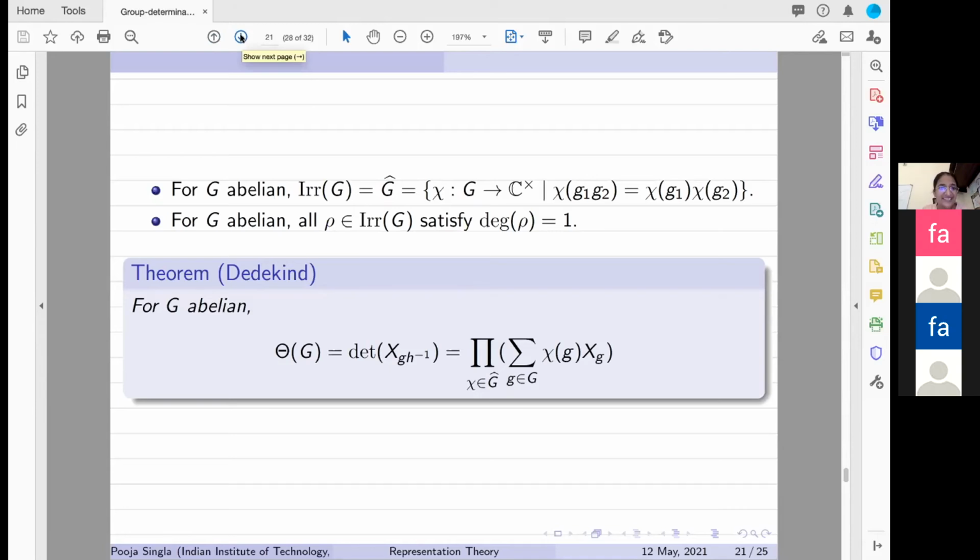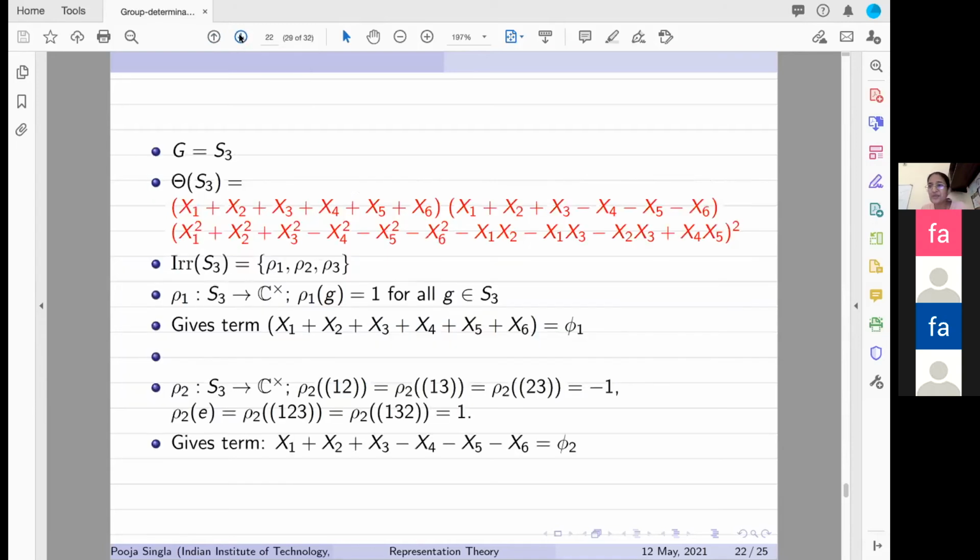So what I want to do in the next few minutes is just show you what I said about S3, and then I'll leave this question. I said that for S3, the decomposition of the group determinant is this. Let's try to justify that. This is theta S3. So what I'm really saying is that this has 4 components. One component occurs with multiplicity 2, the other 2 have multiplicity 1, and one component has degree 2. Let's try to justify that. Can we justify that?